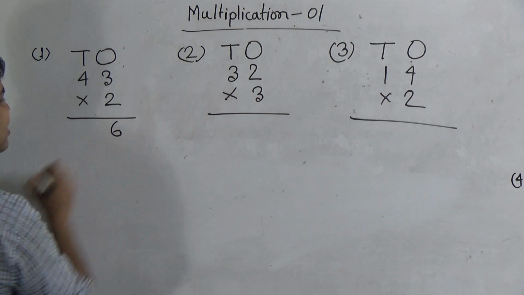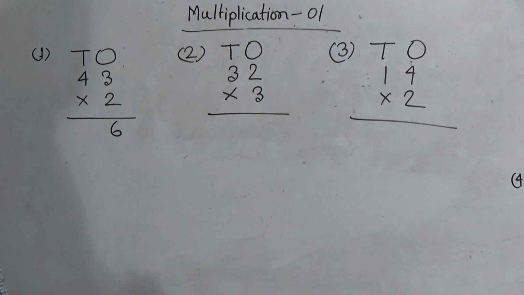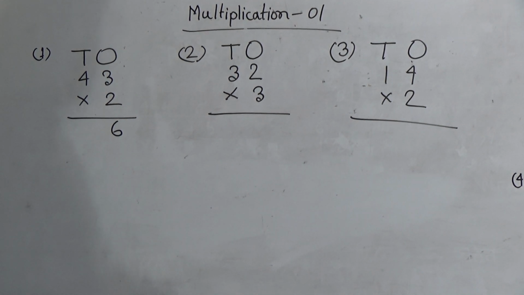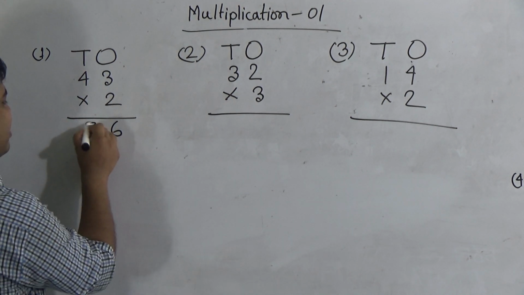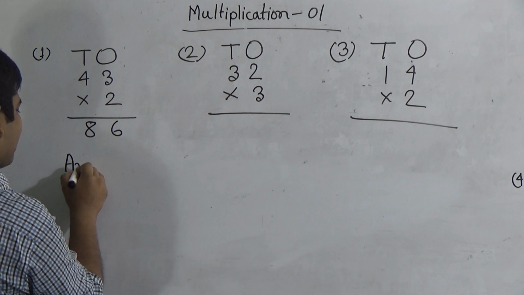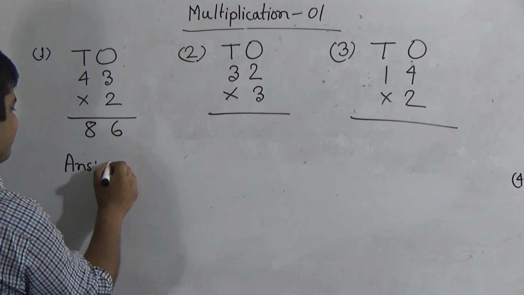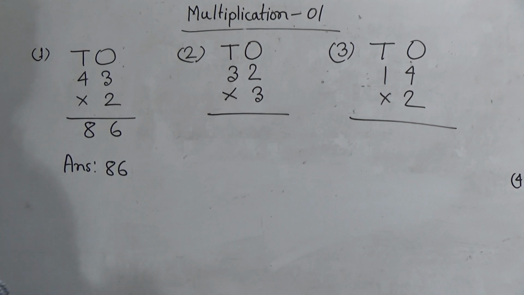So we write here 6. Next, 4 2s are, 2 1s are 2, 2 2s are 4, 2 3s are 6 and 2 4s are 8. Okay my dear students, and 86 is the answer. As our solution is done, you must write the answer. If you don't write the answer, then some marks are deducted from your answer script.